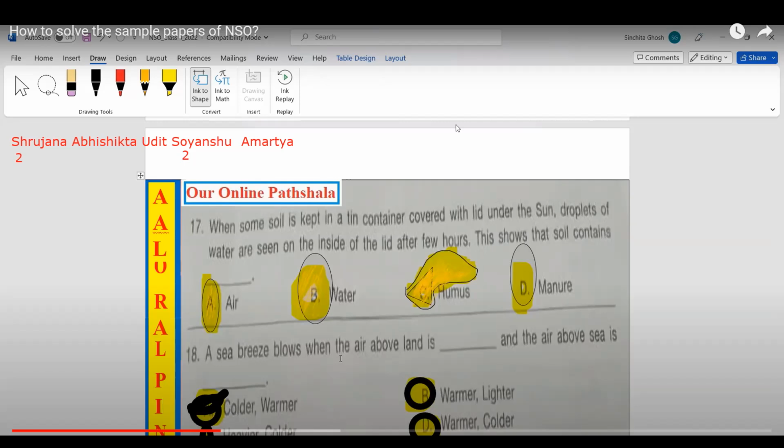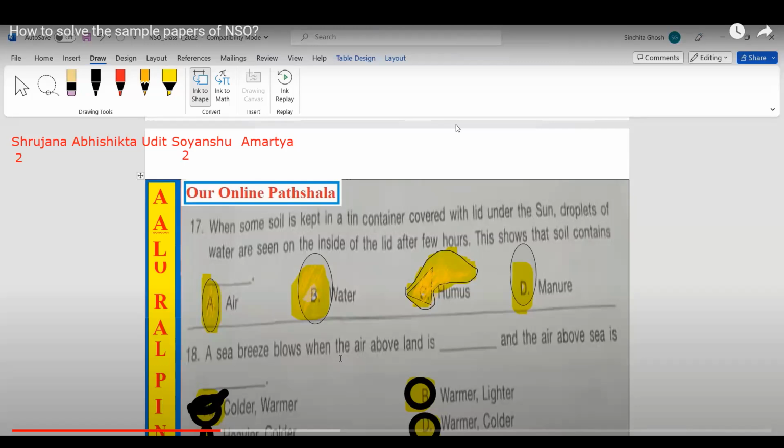Yes, Amoto. For example, I am telling you, I will also get 2 marks. If you don't have soil in your home, you can keep a bottle of water in the sun and cover it with a leaf. You can go and see after some time that under the leaf there will be no droplets of water, beta. Is it clear, Avishikta? Yes, ma'am. Why are there droplets of water in case of humus? Because humus already contains water in it.